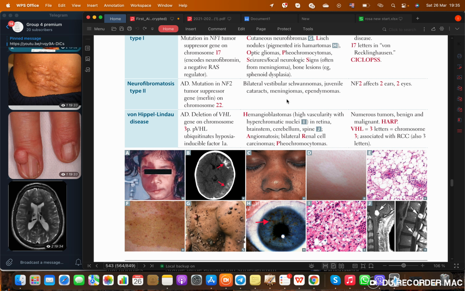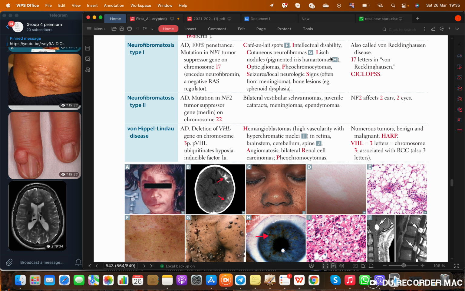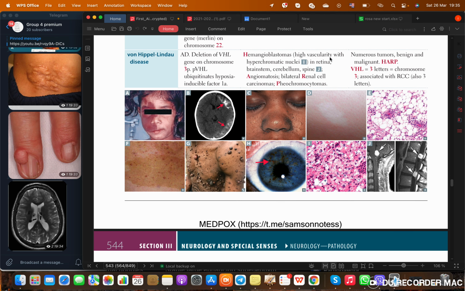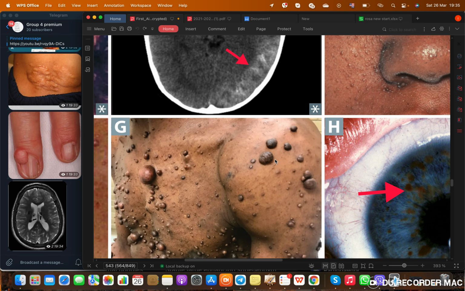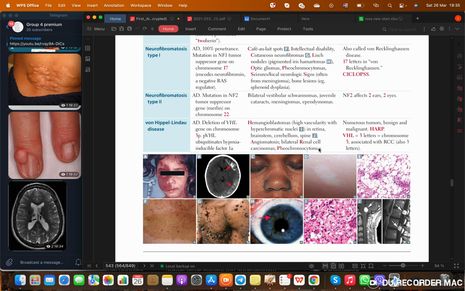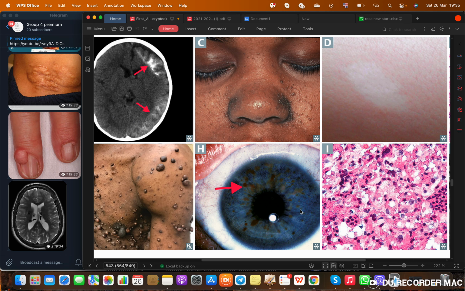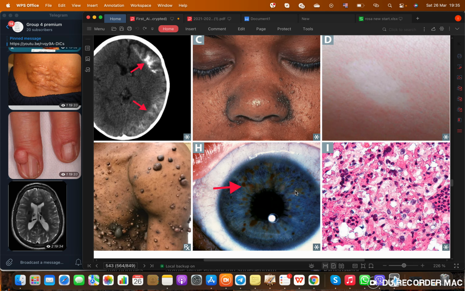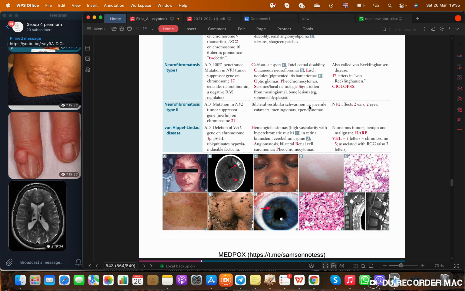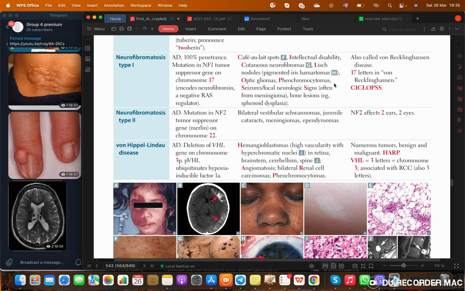The next thing that you can see in these patients is, again, intellectual disability and cutaneous neurofibromas, again skin stuff. And guys, the older this patient gets, the worse the symptoms will become. Lisch nodules, which are pigmented iris hamartomas, as you can see here, the brownish stuff. Do not confuse it with Brushfield spots, which are seen in Down syndrome.